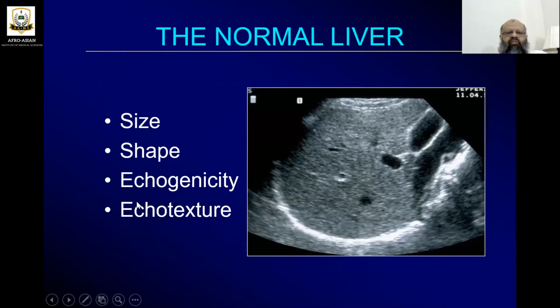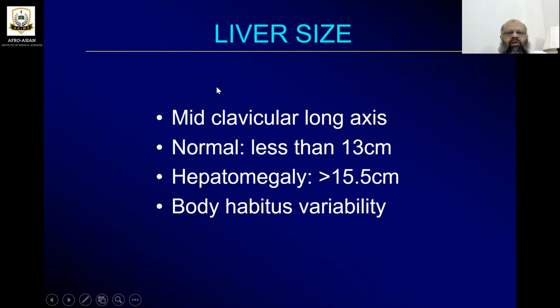Normal liver, the most important things to be noticed are size of the liver, shape, echogenicity, and echotexture. For liver size, we measure at mid-clavicular long axis. We will put the transducer longitudinally. The head will be towards the upper side, towards the axilla. And we will put it at mid-clavicular line.